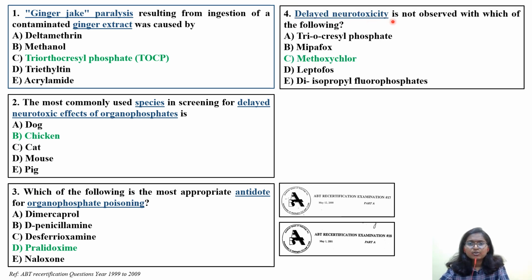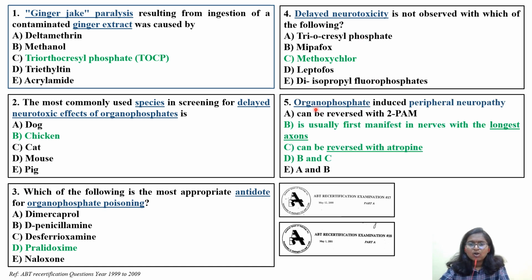So delayed neurotoxicity is not observed with which of the following? The answer is methoxychlor. This is related to organochlorine rather than organophosphate. The rest, either triorthocresyl phosphate, bipafox, leptophos, or diisopropyl fluorophosphate, all belong to the organophosphate class of pesticides, and they cause delayed neurotoxicity. Since this is organochlorine, I believe it does not cause delayed neurotoxicity. Like this, you have to remember the examples also.